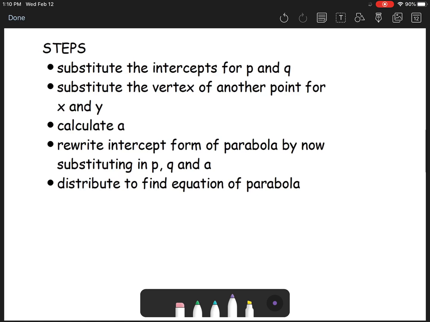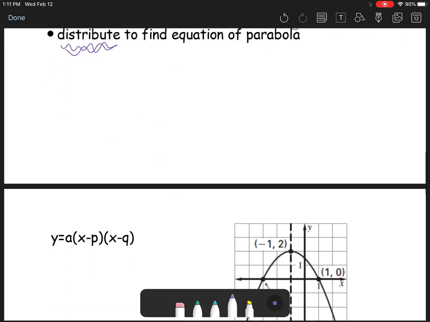Here's a list of steps just to break down what we did. We found p and our q from our x-intercepts. Then we used another point to find a. Then we rewrote our intercept form using our p, our q, and our a that we found. And last but not least, we just distributed to find the equation of the parabola.